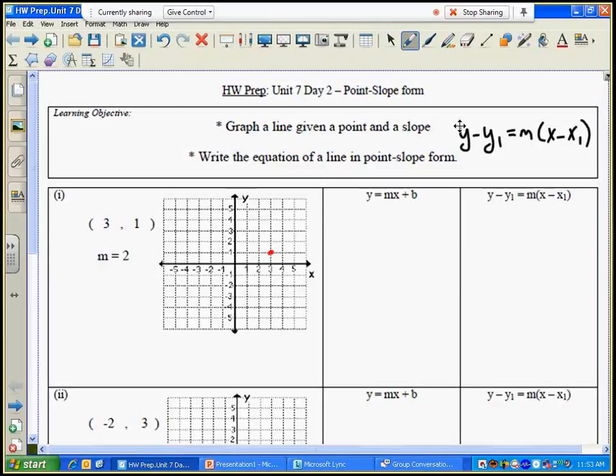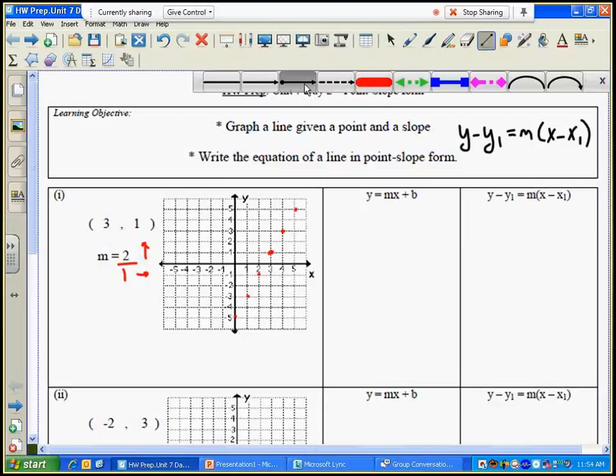And then we have a slope of 2. Remember that a slope is a ratio. So what we have there is 2 over 1. So what that's telling us to do is to go up 2, right 1. So from my point of 3, 1, I'm going to do that pattern. Up 2, right 1. Up 2, right 1. I can also do the pattern backwards to go down 2, left 1, and so forth. And I can generate some points on that line. When I draw the line connecting those dots, what I have is the line that goes to the point 3, 1 that has a slope of 2.